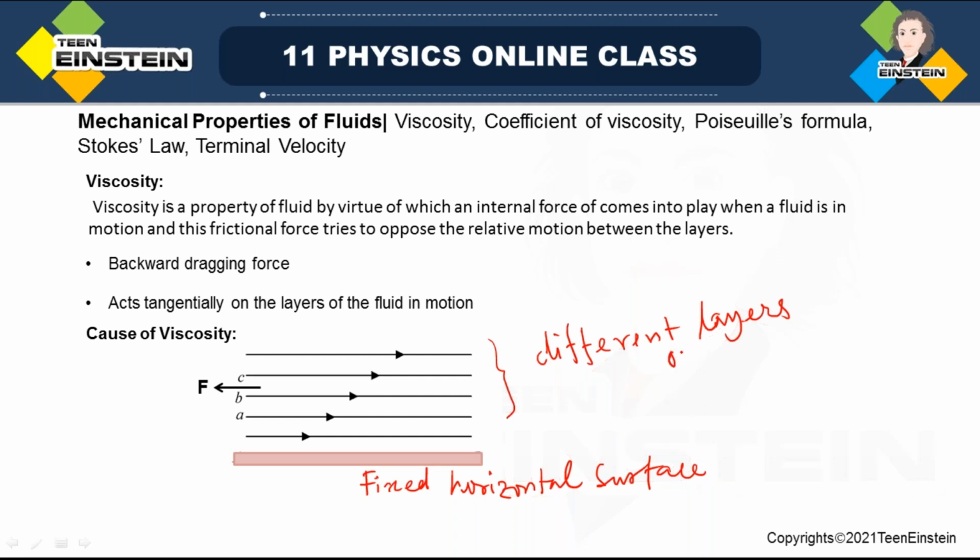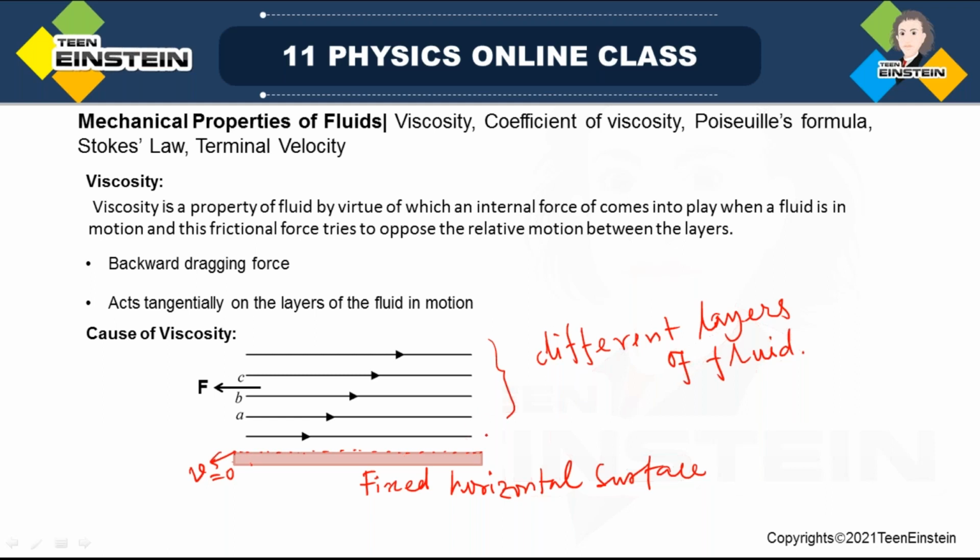Layers of fluid. Okay, different layers of fluid. Now the horizontal surface is fixed, so the layer which is exactly touching the fixed surface does not have any velocity, that is v0. It does not have any velocity, because it is just touching the fixed surface.